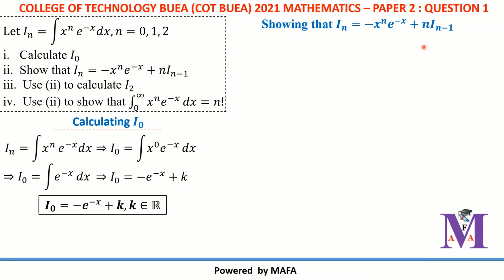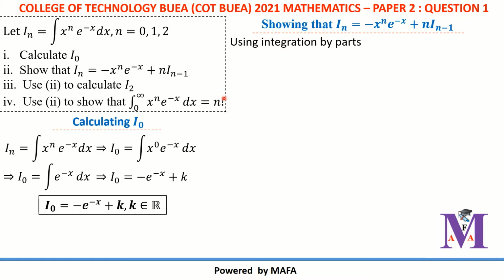Now Roman 2 is asking us to show that I of n is equal to negative x to the n e to the negative x plus n times I of n minus 1. So here we are going to use the concept of integration by parts, because we are integrating two functions and no substitution can work. To decide on integration by parts, we verify if there is any substitution that can work. Now x to the n and e to the negative x have nothing in common. So here the best way to proceed is by using integration by parts.